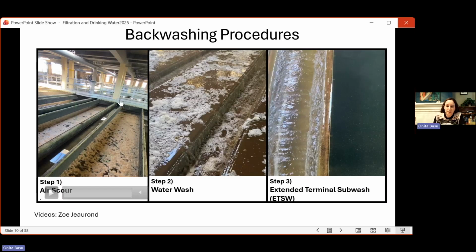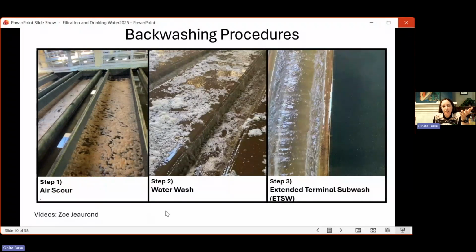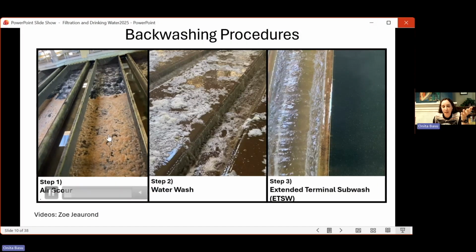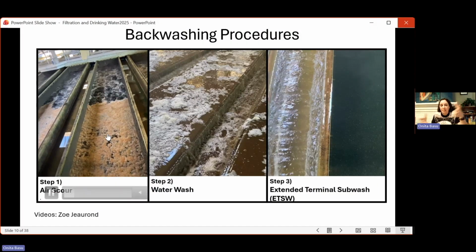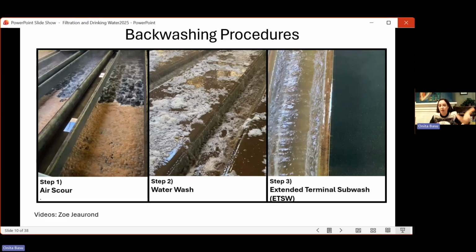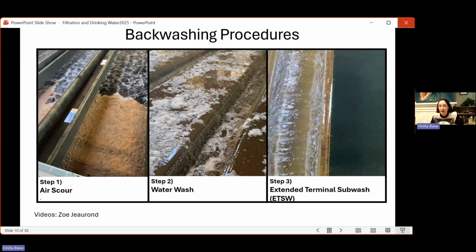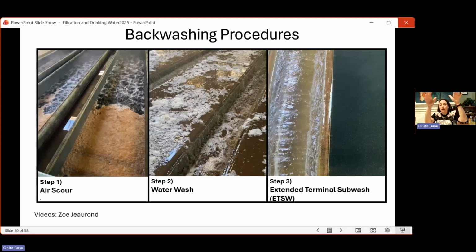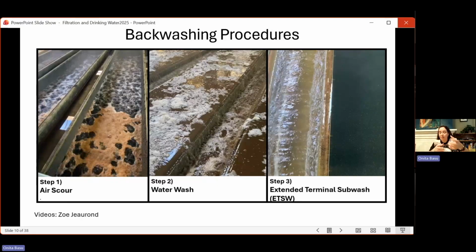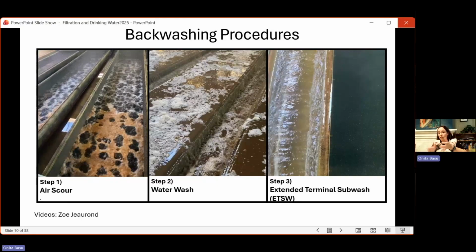And then the first one, in the stepwise process, you actually do air scour first. So all you would see is this, the bubbling of the water happening. It's agitating the bed. You start to see the remnants start to get dirty and move up. When you do the air scour, you're not trying to push the water out of the bed yet. You're just trying to agitate the bed to make the particulates loose.